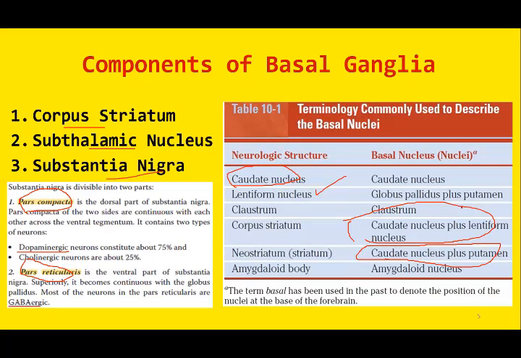Since all these nuclei are present at the base of the forebrain, that is the reason we call it basal ganglia. Ganglia, as we all know, is a cluster of cells, a cluster of neurons. Since all these nuclei are located at the base of the forebrain, we call them basal ganglia.